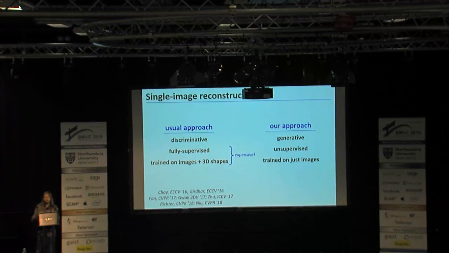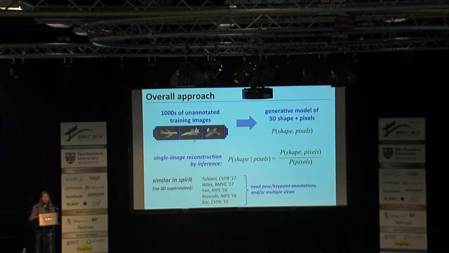And that motivates us in this work to consider the case where we only have 2D images to train from. We don't have any supervision. So our overall approach here is going to be to build a generative model of 3D shapes, but using only 2D images to train that model, so without any annotations, without any 3D data. And to do that, we'll jointly model shape and pixels, and reconstruction will then be cast as inference of the most likely shape, given the observed pixels.